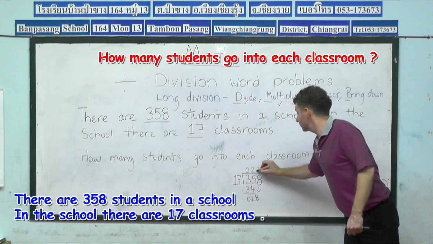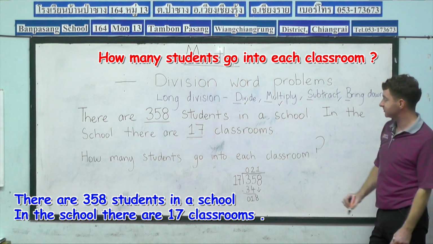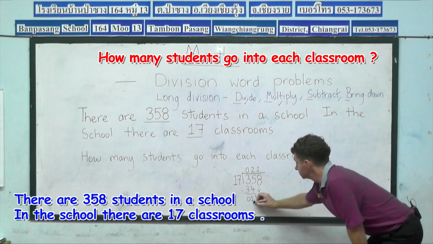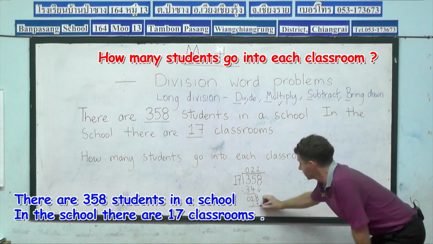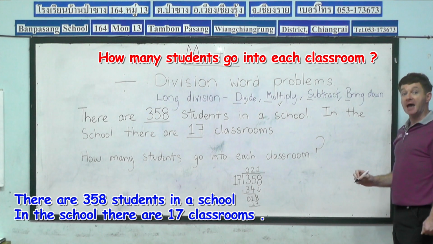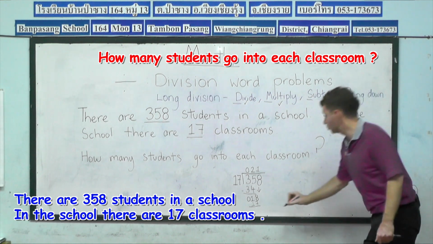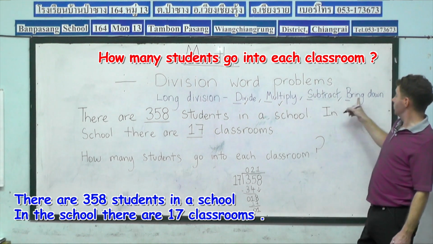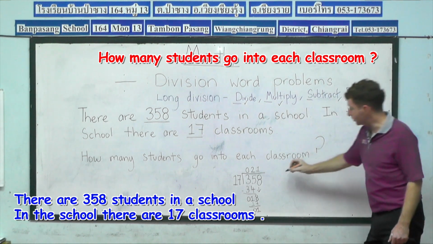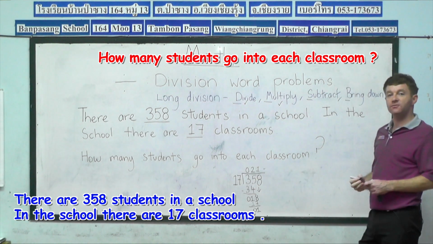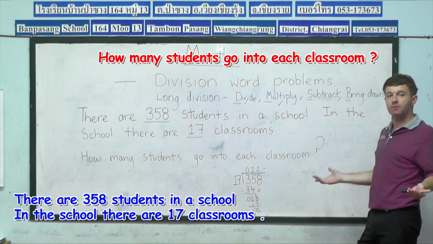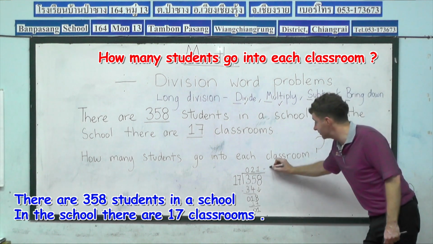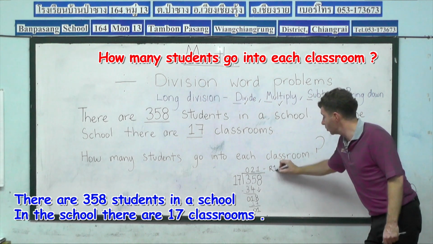So let's write our answer 1, and then repeat the process. 1 times 17 equals 17. 18 minus 17 equals 1. And now it's time to bring down. But now there's no more numbers to bring down, and we're not at 0. So what does that mean? We have a remainder. So all we need to do is write remainder 1.